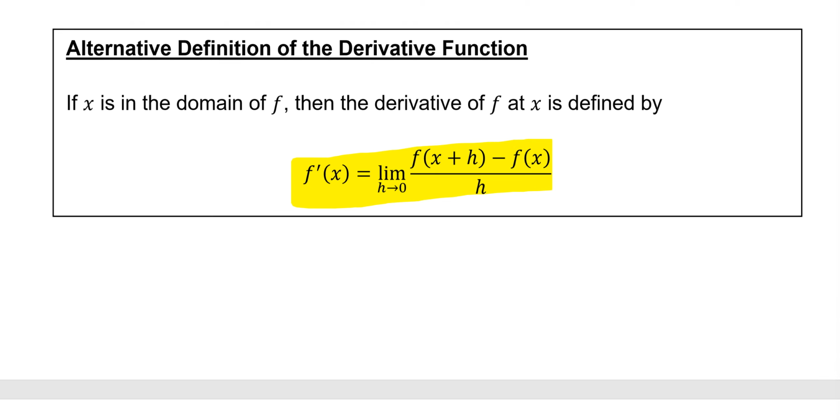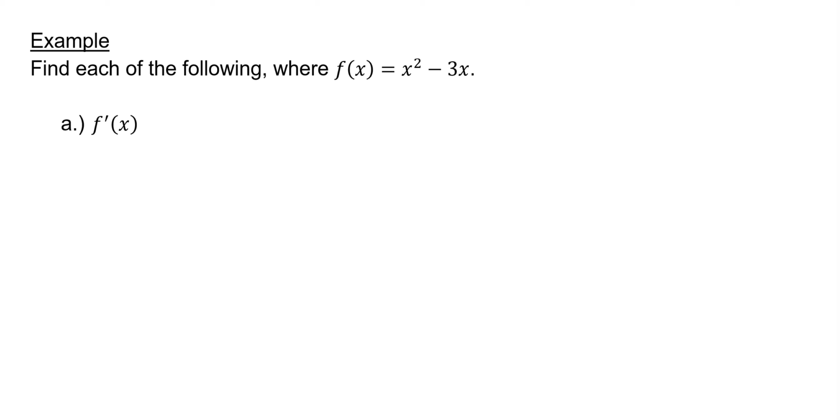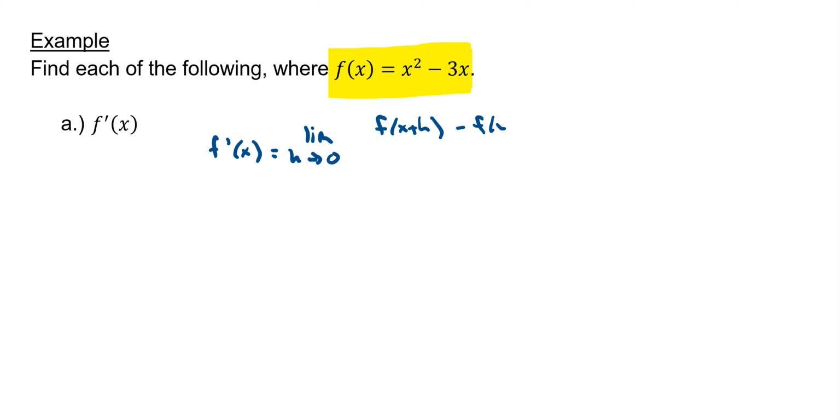So let's go ahead and run through some good examples now where we find the actual function. And this is kind of like the main chunk of this section in my opinion. So f of x equals x squared minus 3x. We want to find f prime of x. After we find it, I'll mention why this one's going to be a little bit better. So f prime of x using this definition is the limit as h approaches 0 of f of x plus h minus f of x all over h.